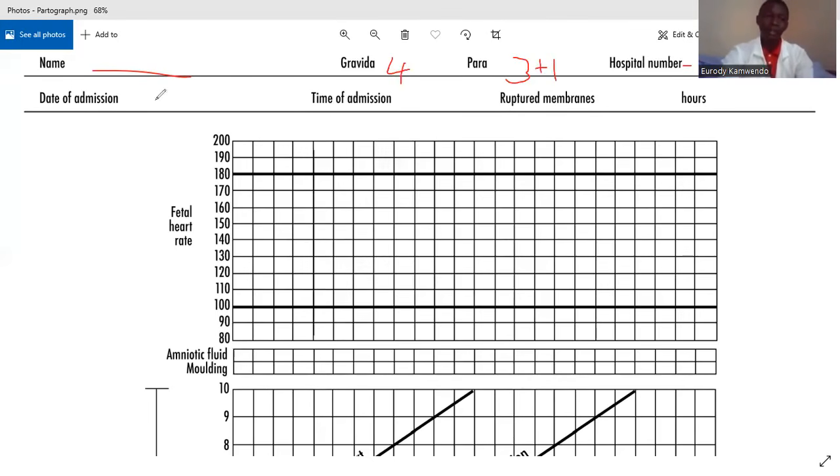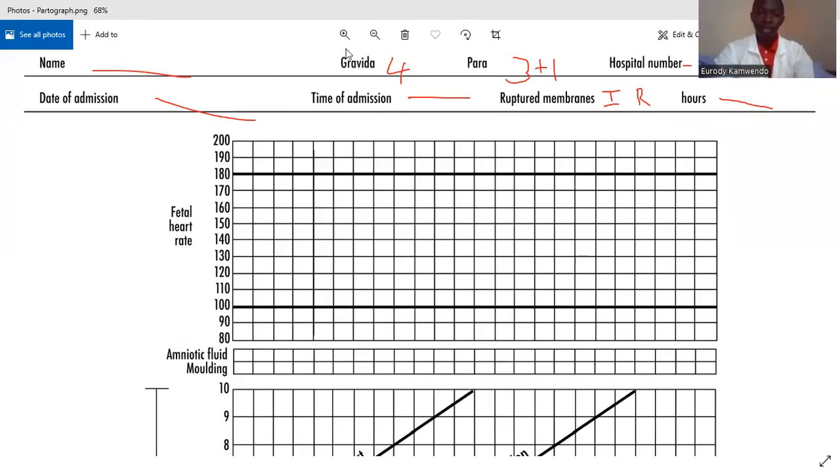Then you need to fill in the hospital number, date of admission, time of admission as well, and you need to indicate whether the membranes are still intact or they have ruptured. Then also fill in the time at which the membranes had ruptured. So after you fill in that demographic information for the client, you will now start with this particular middle section, talking about the descent as well as the dilatation. So we'll move on to this particular section.